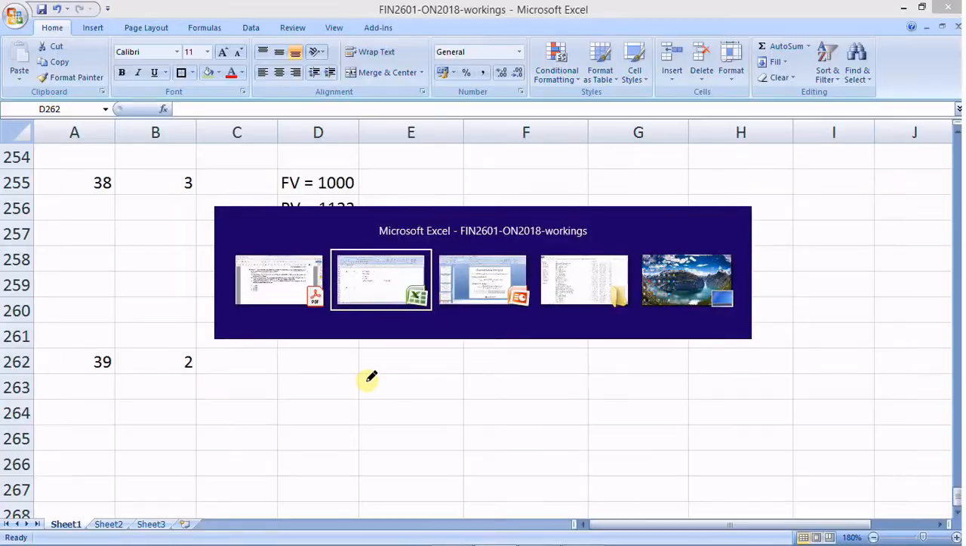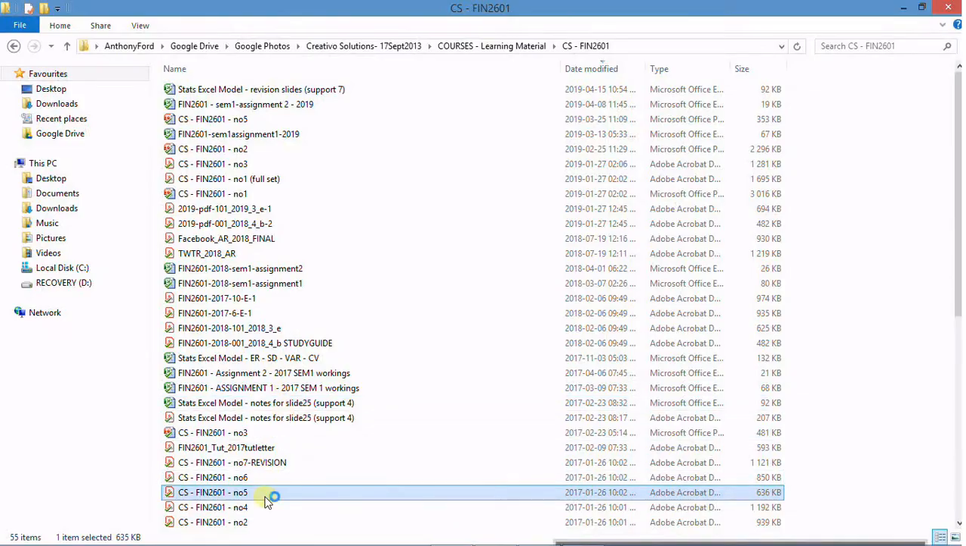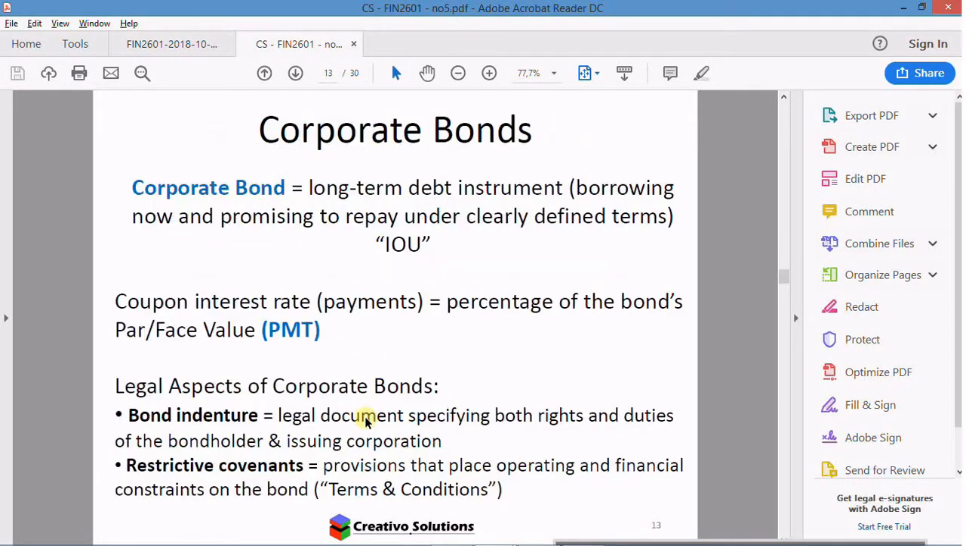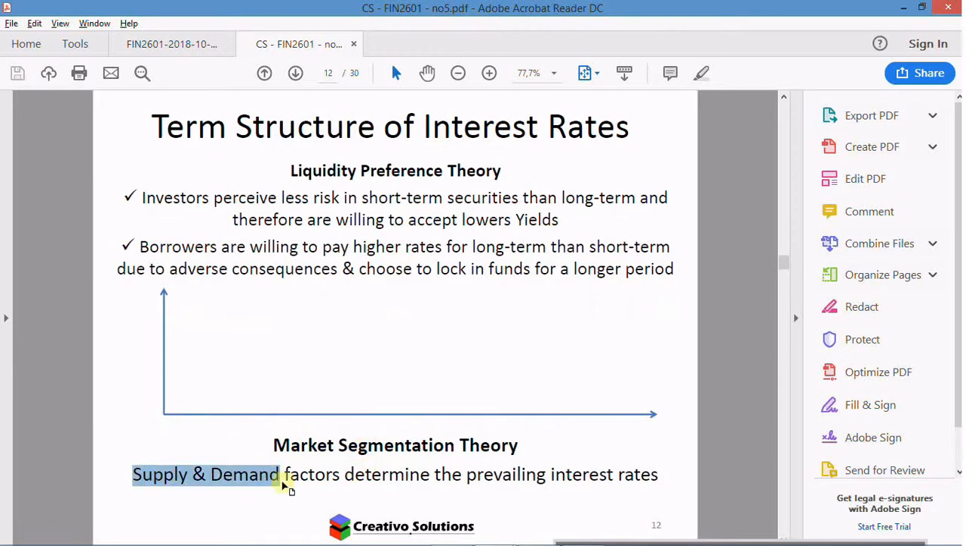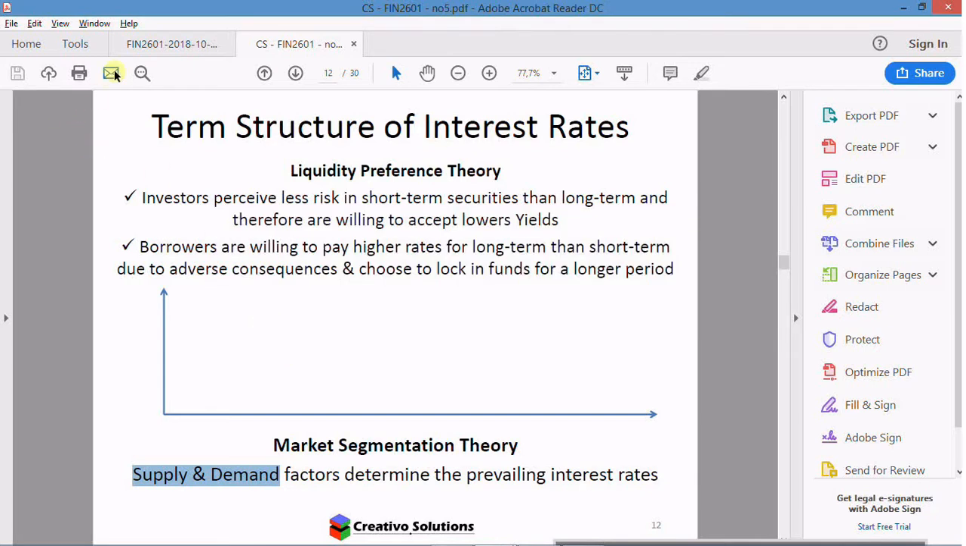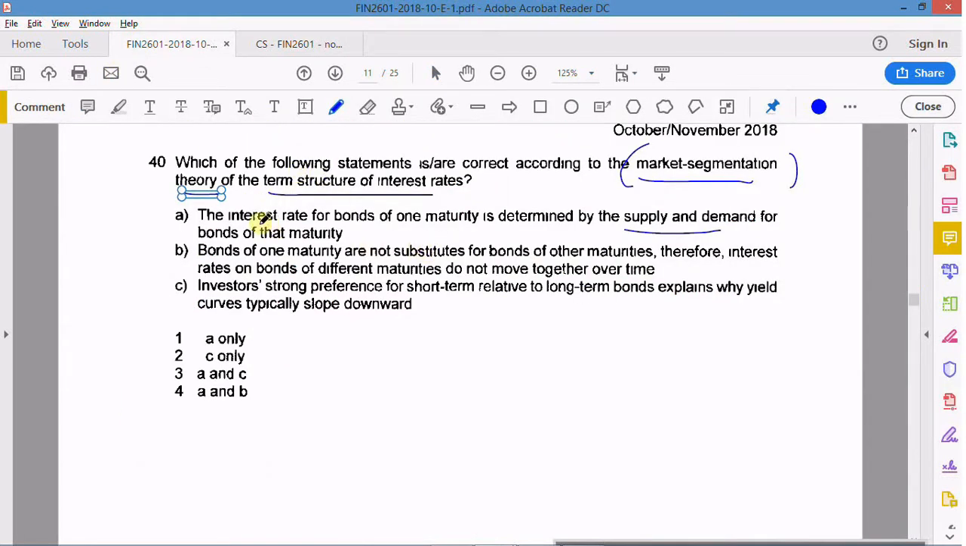Let's go back to the notes. Okay, there, market segmentation was supply and demand. So that was fine then. Oh no, it is this one. Okay, so the interest rate for bonds is determined by supply and demand, yes, according to market segmentation. Bonds of one maturity are not substitutes for bonds of other maturities. Therefore, interest rates on bonds of different maturities do not move together.